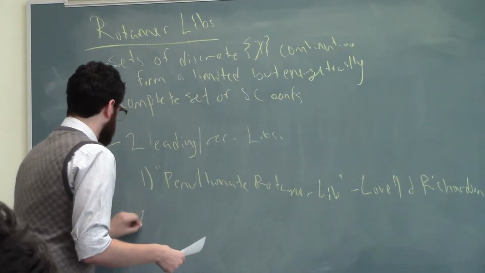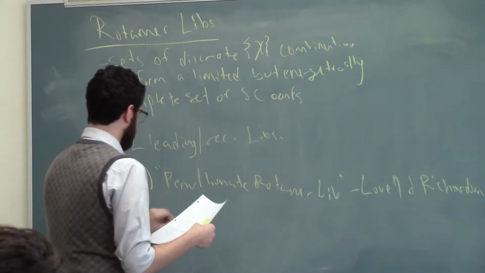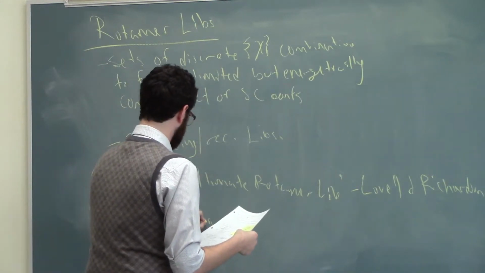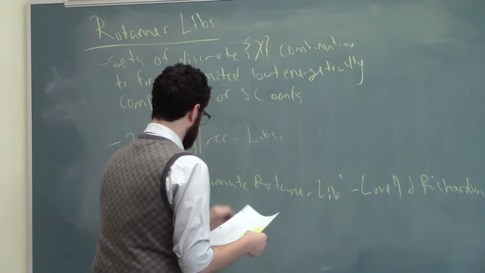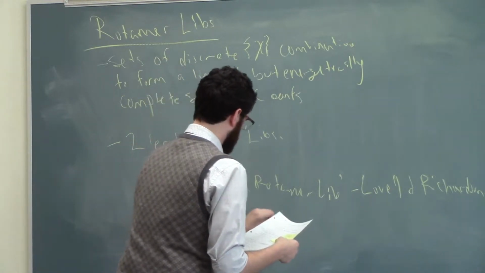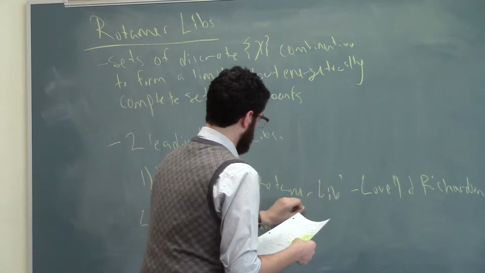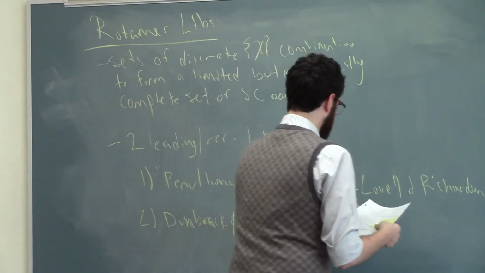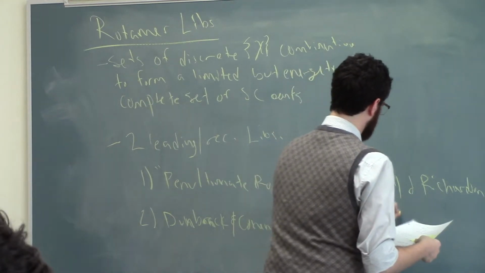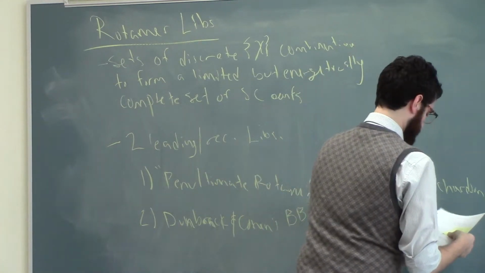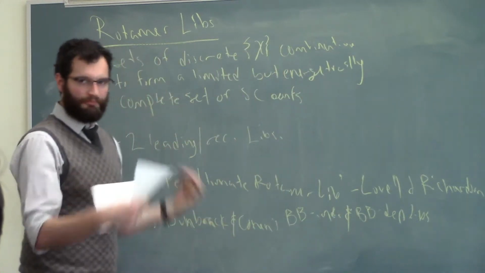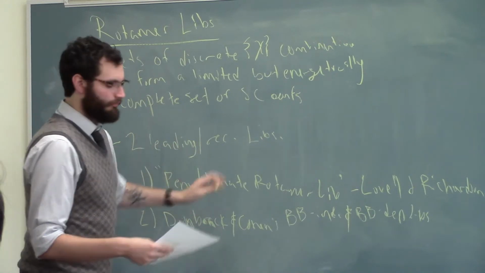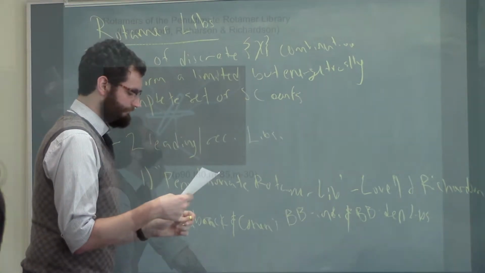The second one is Dunbrack and Cohen's backbone independent, backbone dependent library. Both of these have had updates to them in the years since they were initially published, but people will still typically refer to them by these names.